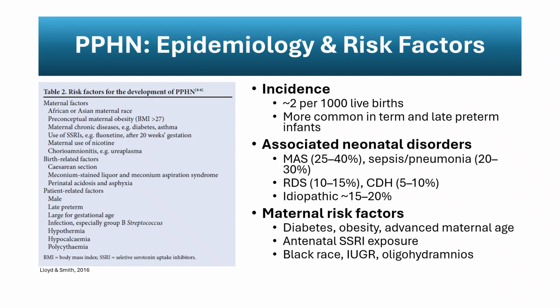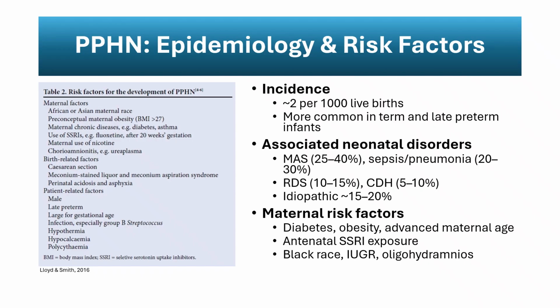Persistent pulmonary hypertension of the newborn occurs in approximately 2 per 1,000 live births, with a higher prevalence in term and late preterm infants. Neonatal conditions frequently associated with PPHN include meconium aspiration syndrome, which accounts for 25 to 40% of cases, sepsis or pneumonia in 20 to 30%, respiratory distress syndrome in 10 to 15%, and congenital diaphragmatic hernia in 5 to 10%. About 15 to 20% of cases are idiopathic, with no identifiable underlying disorder.